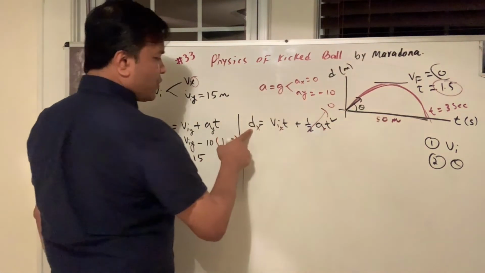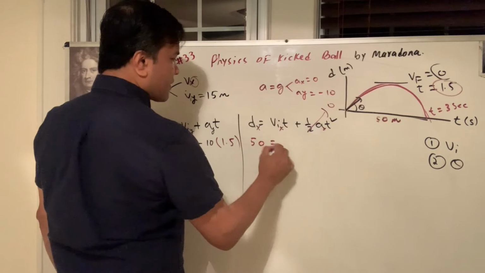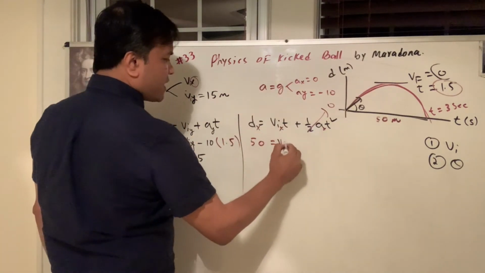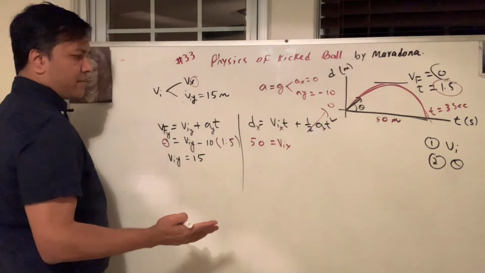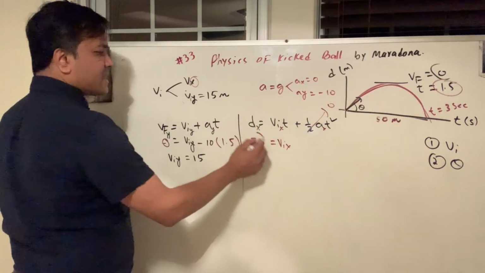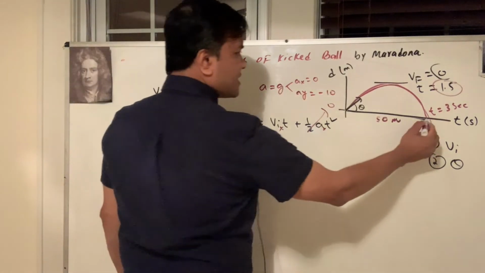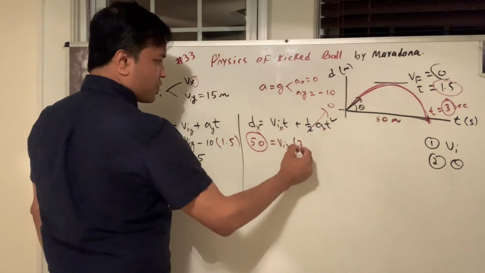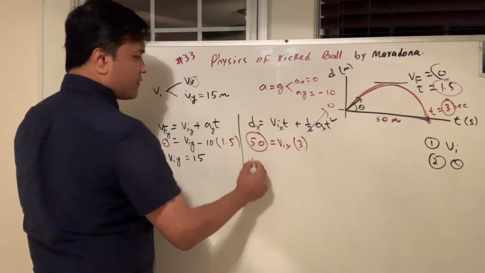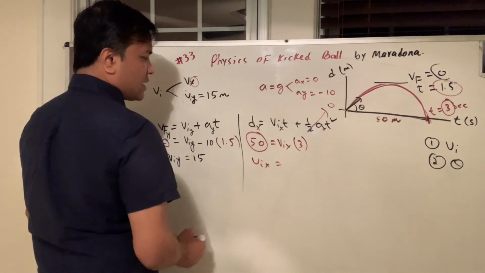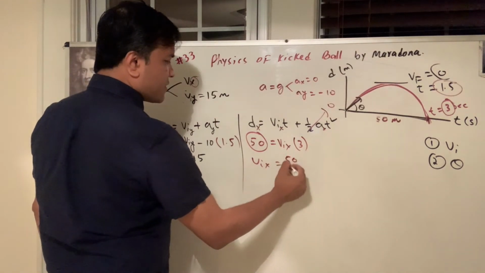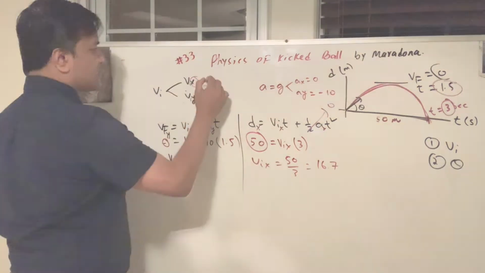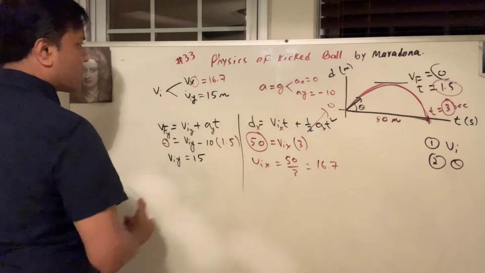So we know the range is 50. We want to find Vix, so we are going to put Vix t. What is the time when dx is 50? Dx is 50 right here, so the time is 3 seconds, so we put 3 seconds over here. Now Vix is equal to 50 divided by 3, which is 16.7, I believe. So that's good. Now how can I find the velocity?